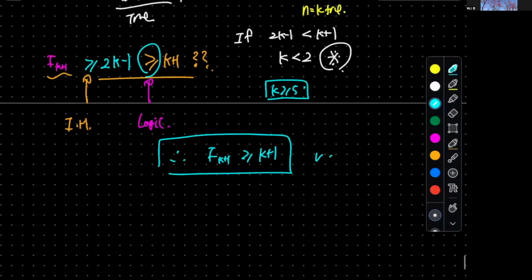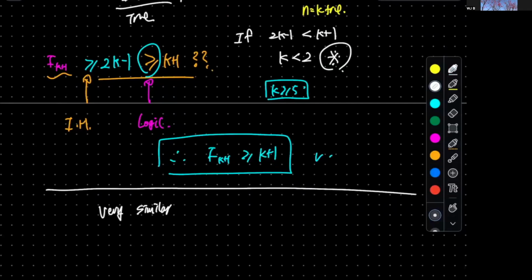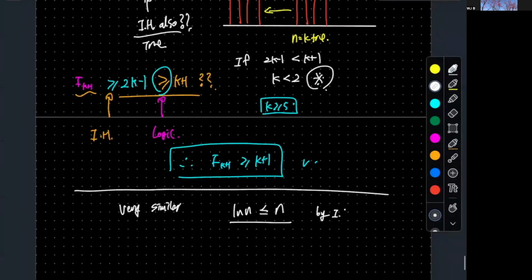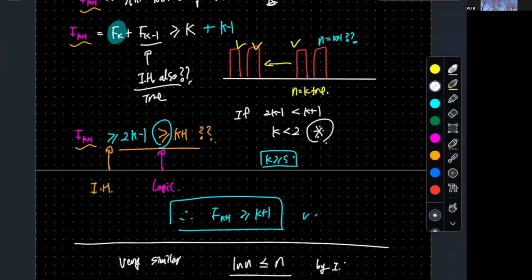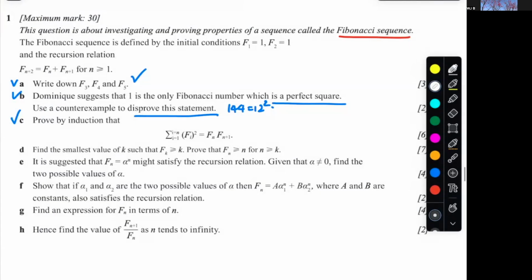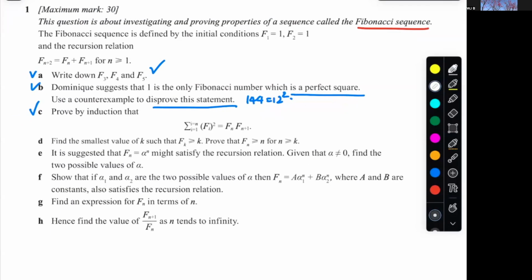But then again, it's actually a really great example to remind you that you should really attempt some questions in the book that were not seen before, because I hope you realize this is very similar to your induction problem in paper 1, right? I believe it was ln n is less than or equal to n. You had to show that by induction. And this example is very similar to what you just did. But anyways, we showed that inequality also. Part D is also done. No problem.